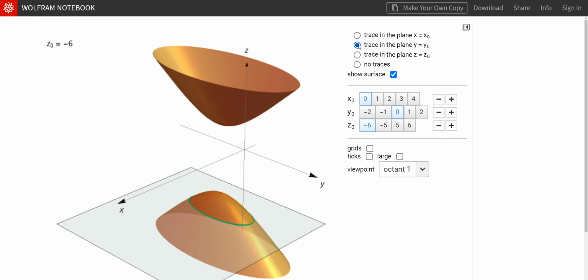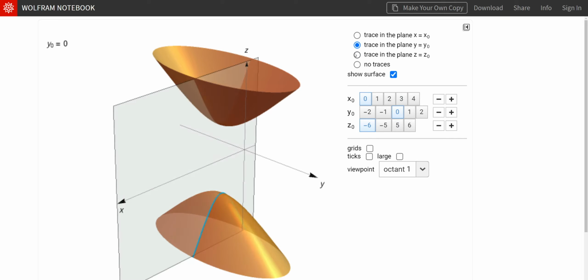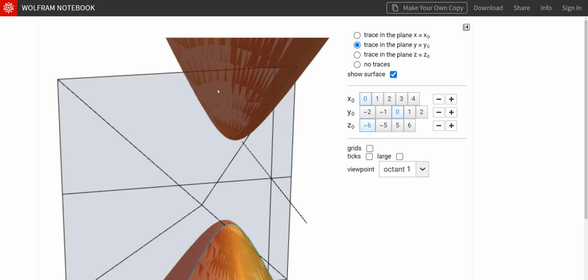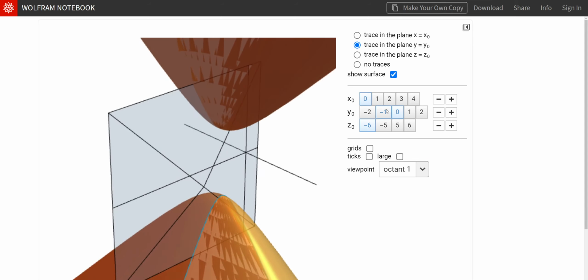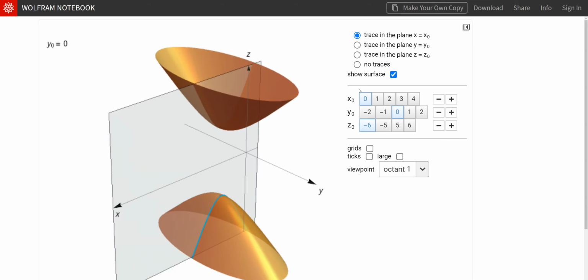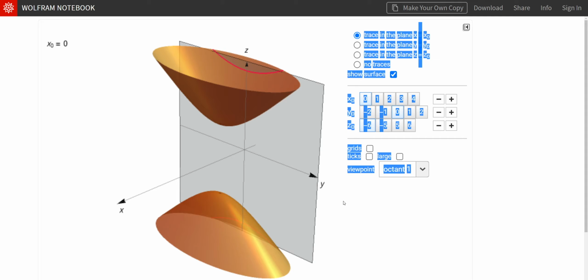If we look at traces in the other directions, we should see hyperbolas. And we do. I don't know why the trace isn't showing up here. That's weird, but we get hyperbolas there as well. And same in the other direction. These traces, we should also get hyperbolas.